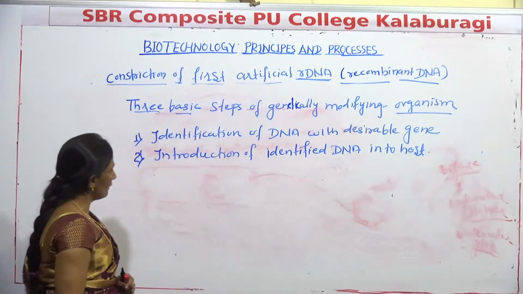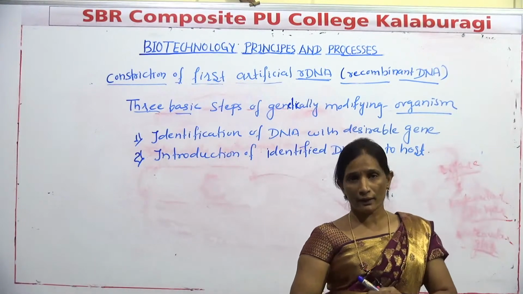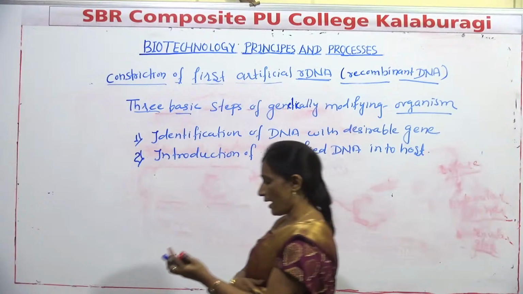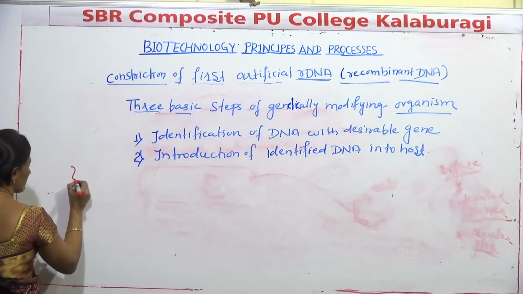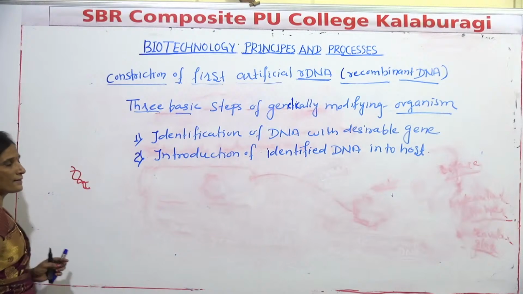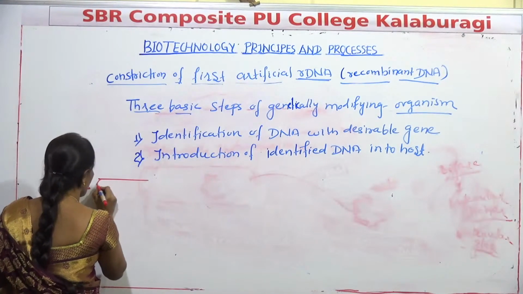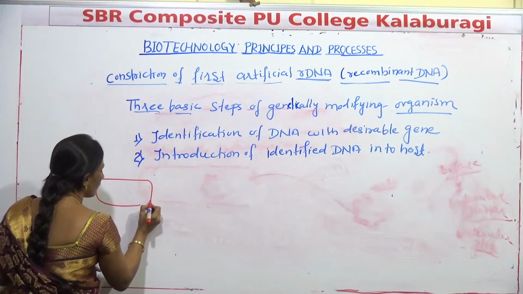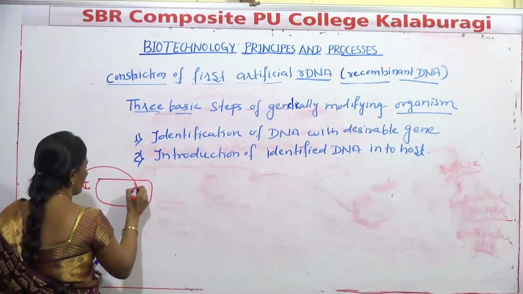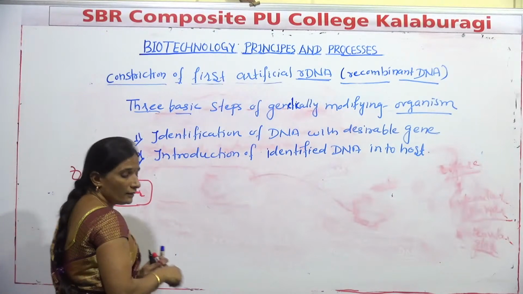Second step is introduction of the identified DNA into the where? Host. Is it clear? First, we have to identify the DNA with the desirable gene. Then this DNA we introduce into the where? Into the host cell. Is it clear? Moving to the next one.